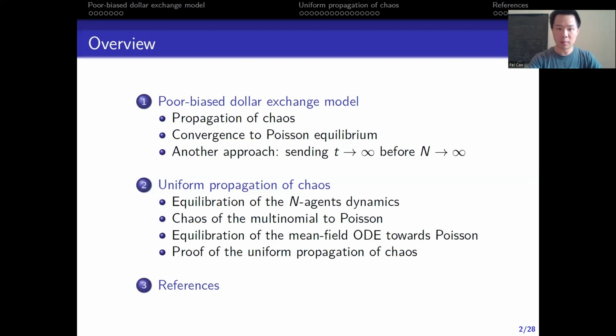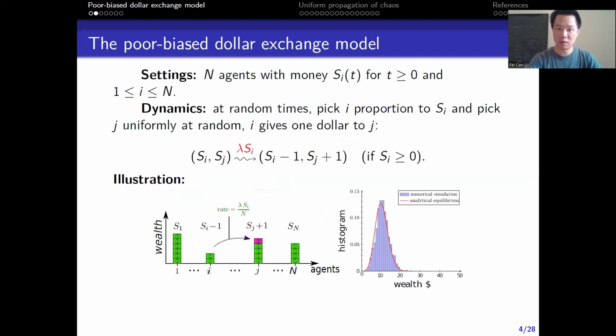This is the outline of my talk. First, let me briefly introduce the model. This is the economics model. It's about dollar exchange. The setting is you have n agents, and suppose I call S_i(t) the amount of dollars agent i has at time t, and assume that the system is conservative, which means that no dollar is out of the system, no dollar is input into the system.